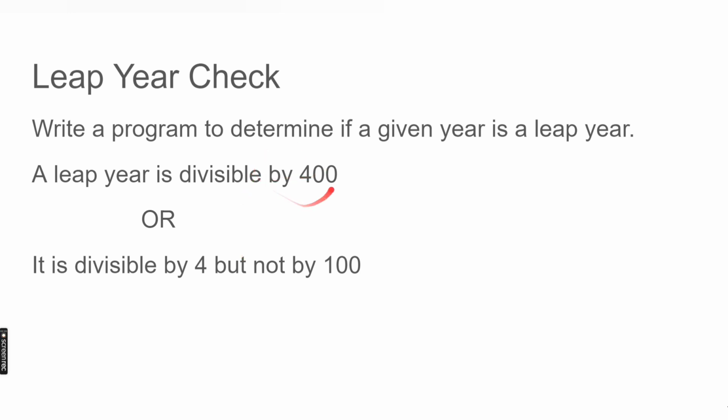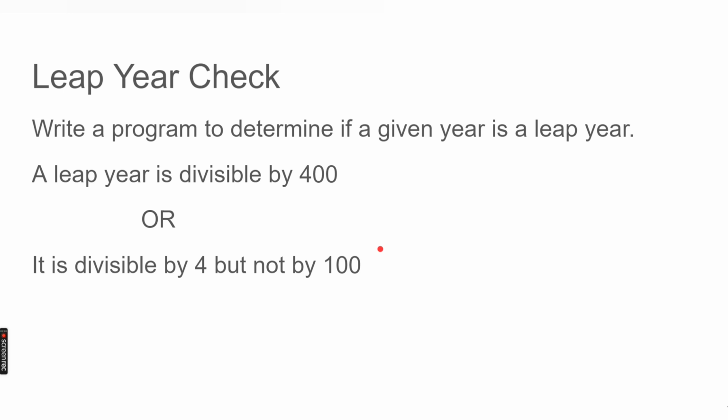First thing is, if it is divisible by 400, it is a leap year. Another condition is it should be divisible by 4 but not by 100. For example, 2000. So 2000 is a leap year because 2000 is divisible by 400. Another year we can consider is 1900. So 1900 is not a leap year. Why? Because 1900 is divisible by 100 but not by 400. The current year 2024 is a leap year because it is divisible by 4 but not by 100. So the important thing is we need to check these two conditions.